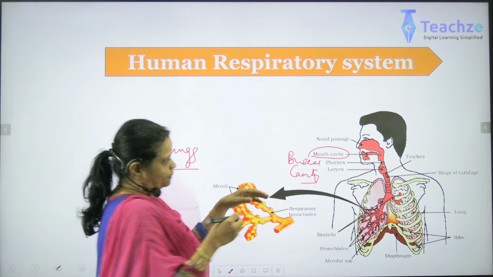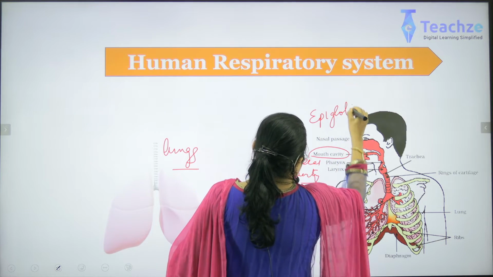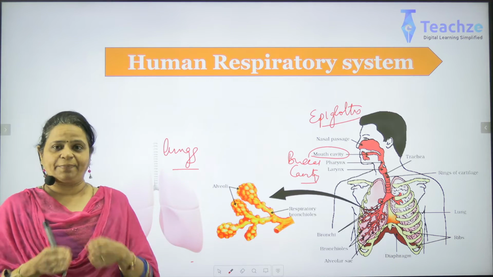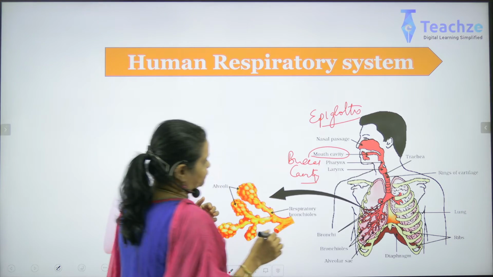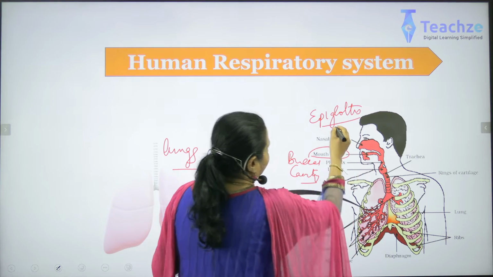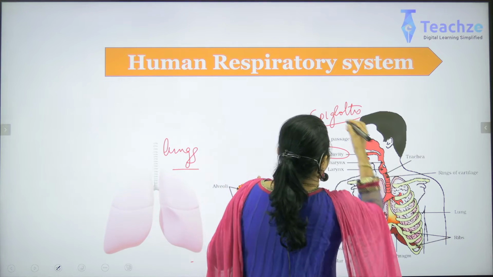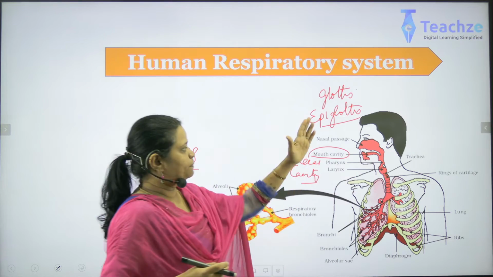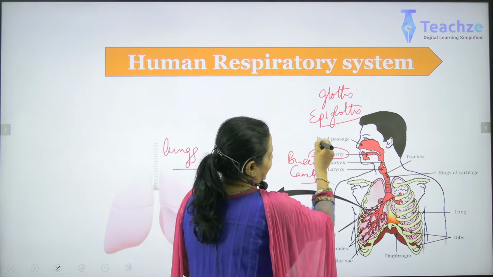Right, that particular part is the epiglottis. We said it is a flap-like structure which separates the digestive system and the respiratory system according to the function being carried out. Now, the epiglottis is generally present at the region of the glottis. So let's take up one by one: the mouth cavity, which is a common point, and the nasal passage.